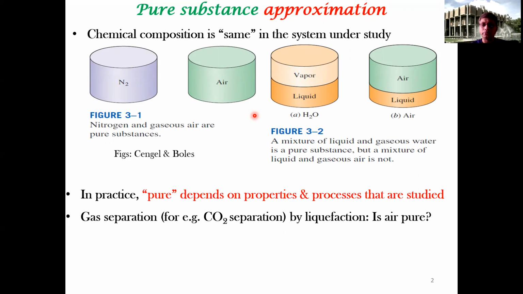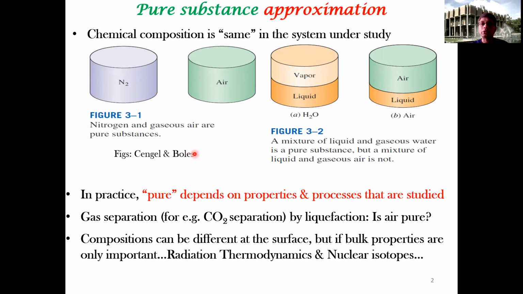And also, whenever you are considering pure, let's say nitrogen, there are always some impurities present in practical application, but in some cases it doesn't matter. You can take some more examples. Composition invariably is different at the surface. But if bulk properties are the most important determinant of what we are going to be studying, then the composition impurities at the surface can be neglected. So you have to think deeply about how you're going to define this pure substance.